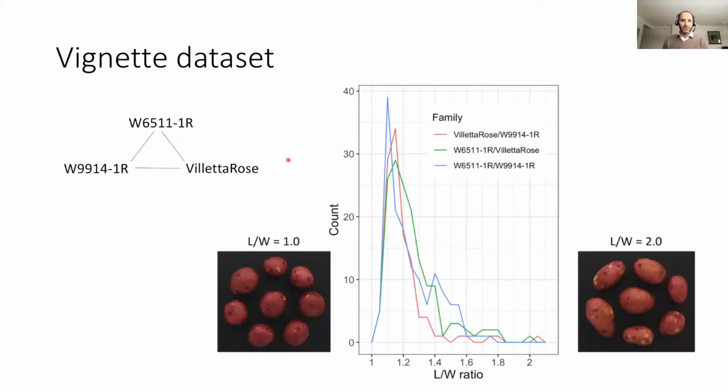So the vignette dataset is a 3x3 half-diallel from potato. It's the same data set that was used in the demonstration for PolyOrigin. And the trait we're going to look at is length to width ratio for potato. These potatoes are all from the red market category in the United States and in Canada, in which case you want a fairly round potato. The commercial varieties typically have length to width ratios around 1.1, 1.2 at best. And you can see here that in these largely unselected populations, we have length to width ratios as high as 2.